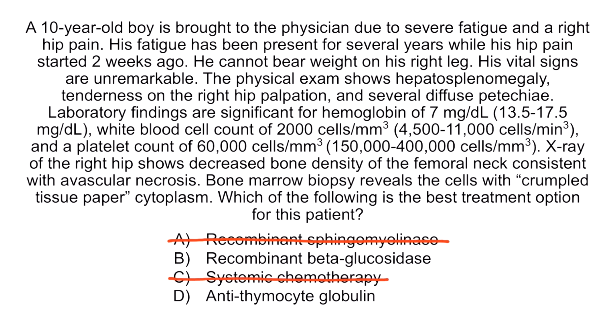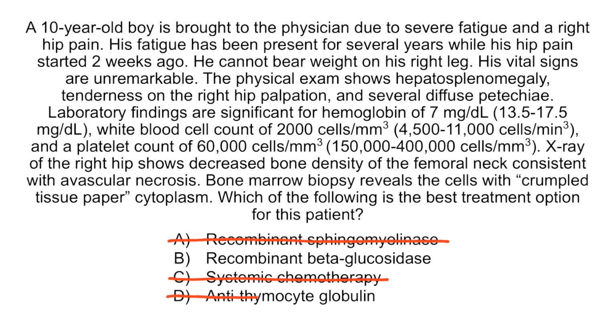Option C, systemic chemotherapy, is incorrect because it can be used in leukemia. Although this patient has anemia, thrombocytopenia, and hepatosplenomegaly, his white blood cell count is also low, making leukemia less likely, which typically presents with increased white blood cell count.